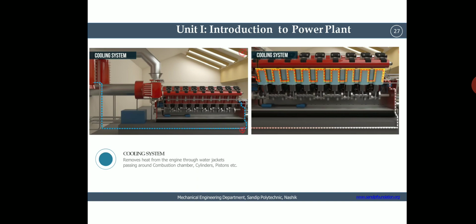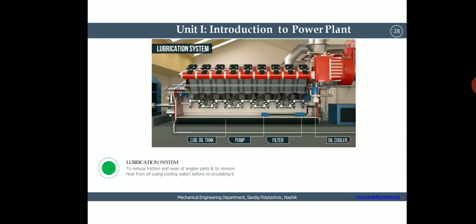Cooling system is used for cooling the lubricating oil of the engine. It removes heat from the engine through water jackets, passing through combustion chambers, cylinders, pistons, etc. So the cooling system is very important in the diesel engine to improve the efficiency of the engine. The lubrication system is there to reduce the friction and wear of engine parts, and to remove the heat from the oil before recirculating it.